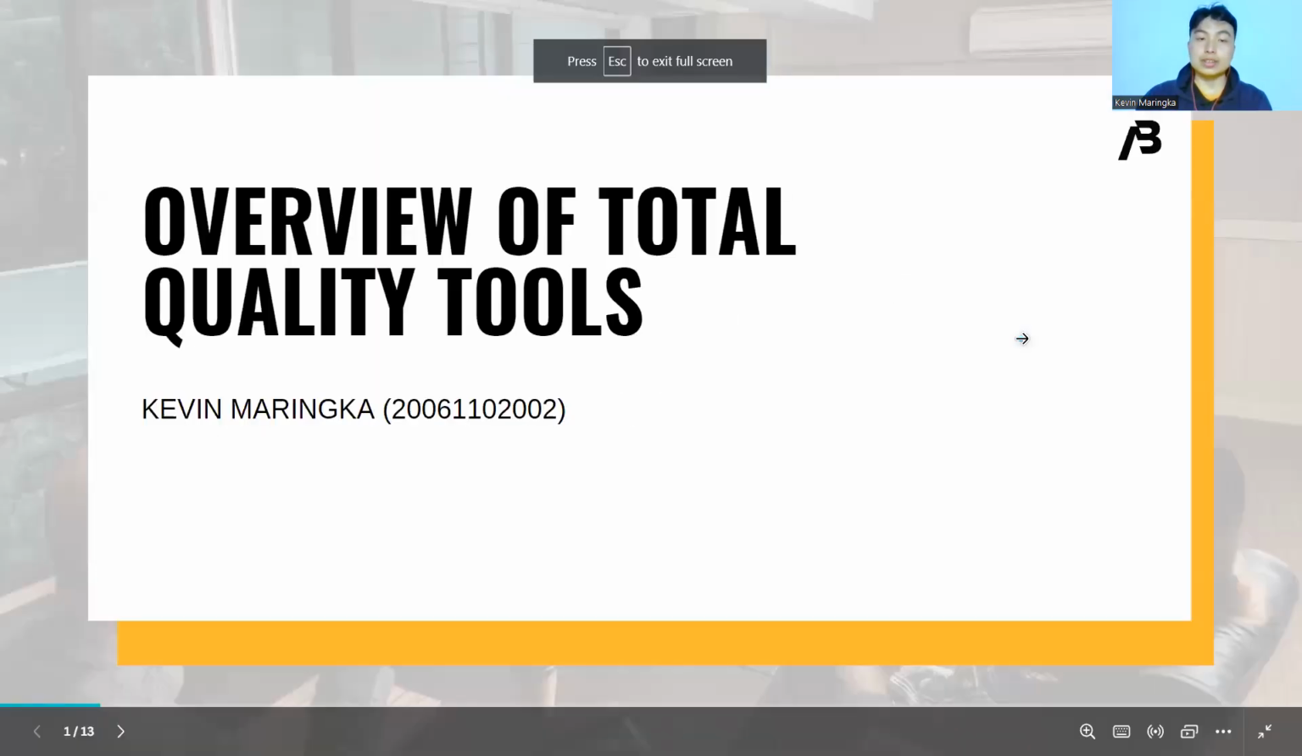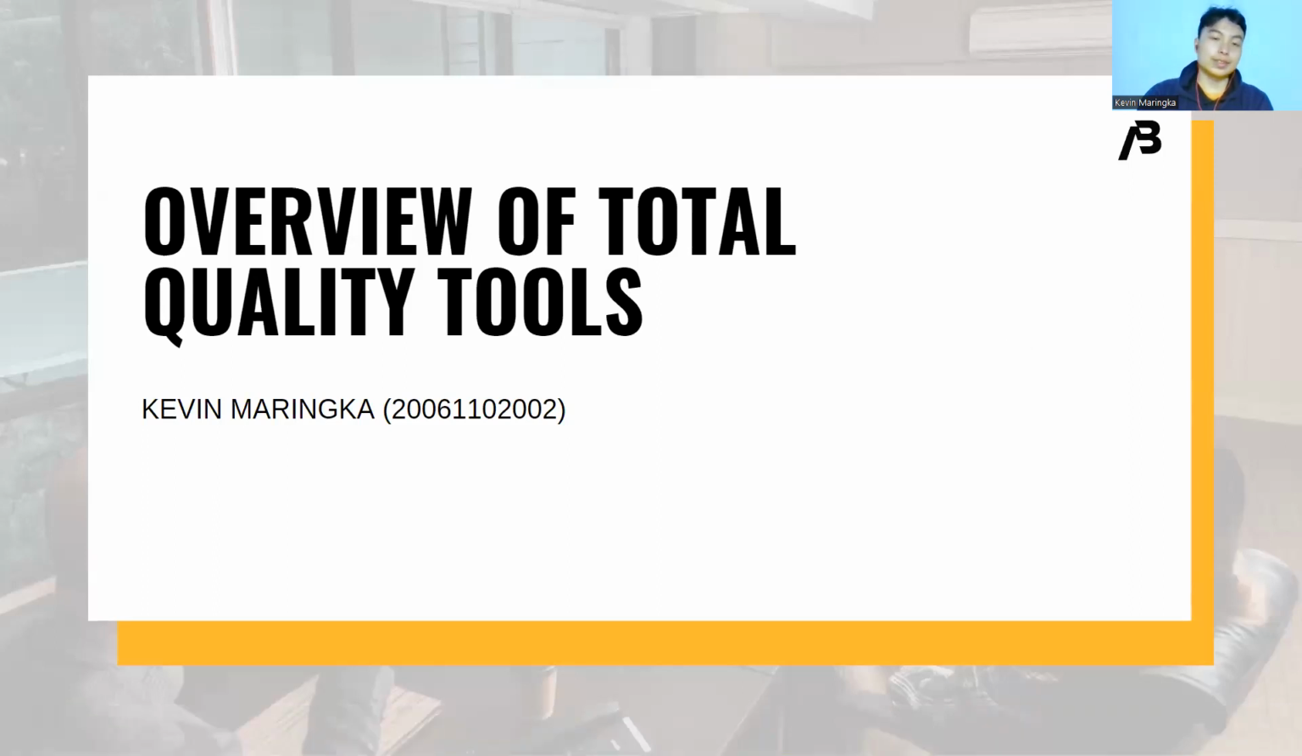So let's get on with it. Chapter 15 is talking about an overview of total quality tools. So what is that? They are the tools that can help you in managing your quality. So what are those tools? Let's jump right into it.